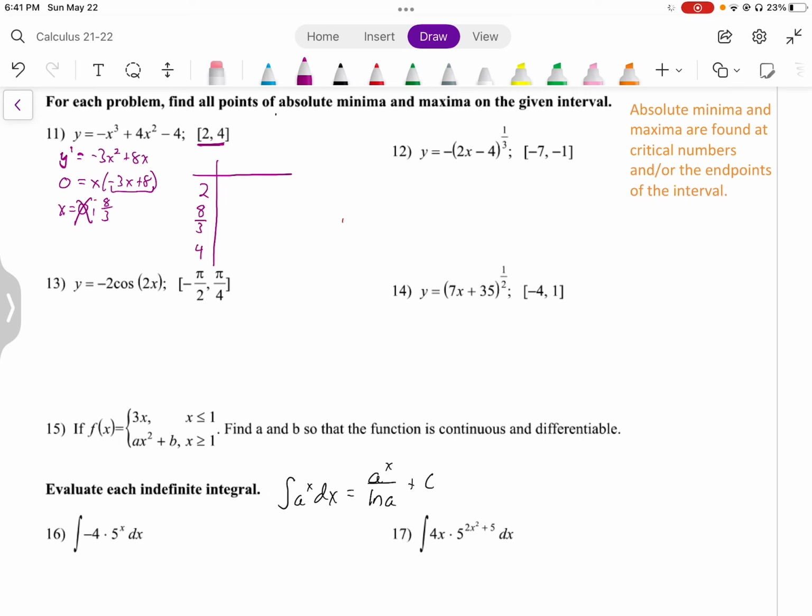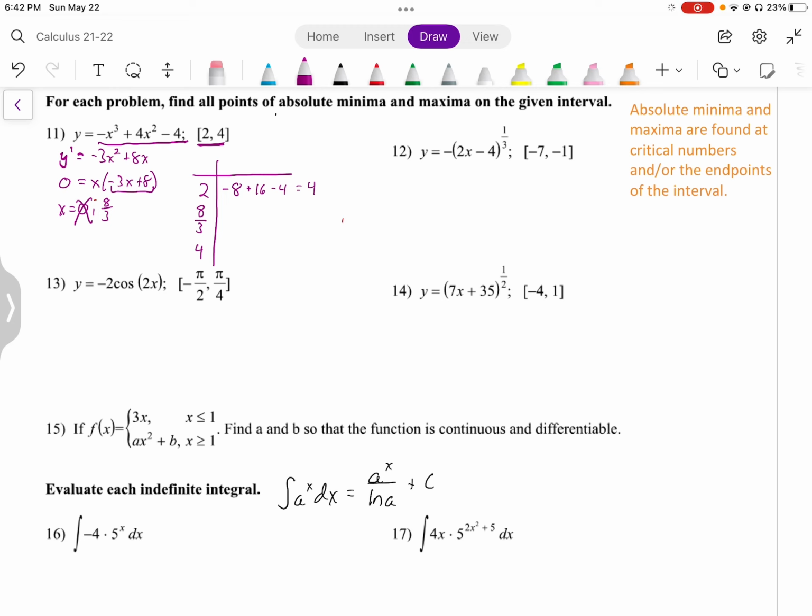When we plug 2 into our function, we get negative 8 plus 2 squared is 4, times 4 is 16, minus 4. So that really is negative 12 plus 16, which is 4. So we get the point (2, 4).